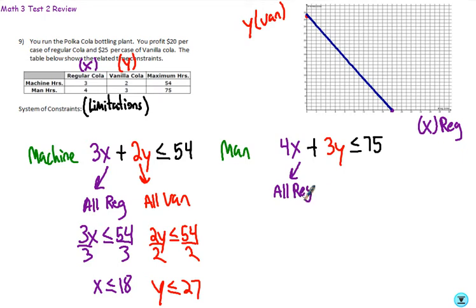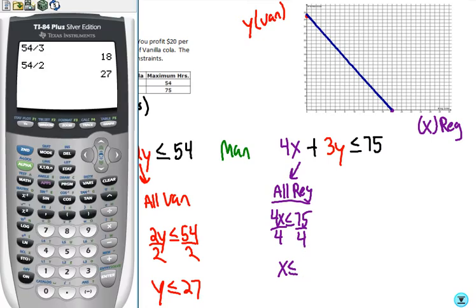Again, this is our labor here. So if we're paying people to do all regular, that means that we're not doing any vanilla. So that's going to end up being 4x less than or equal to 75. And if we divide both sides by 4, we get x is less than or equal to, and let's check this in the calculator. Probably not going to divide evenly here. 75 divided by 4, and I get 18.75.